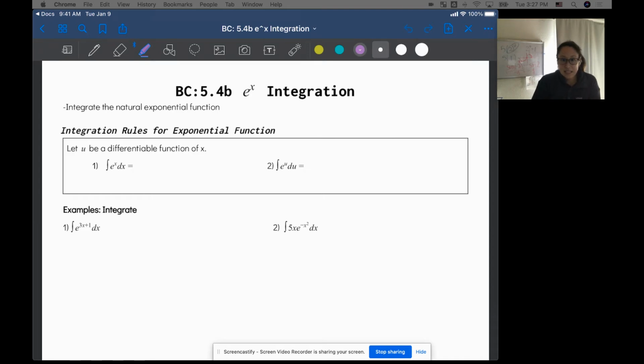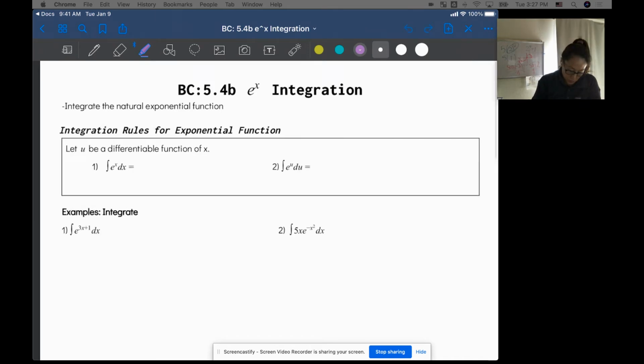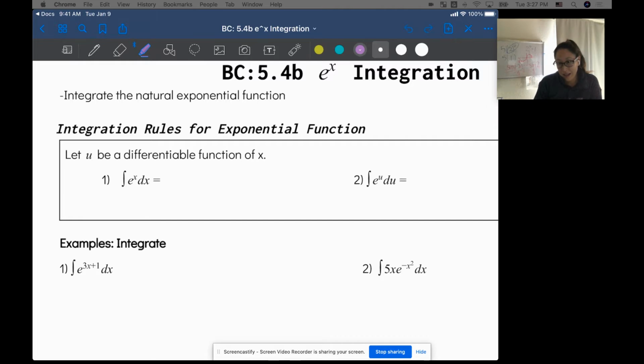All right, some e to the x integration. The rule: the antiderivative of e to the x is e to the x plus c. Okay, e to the u with respect to u is e to the u plus c.